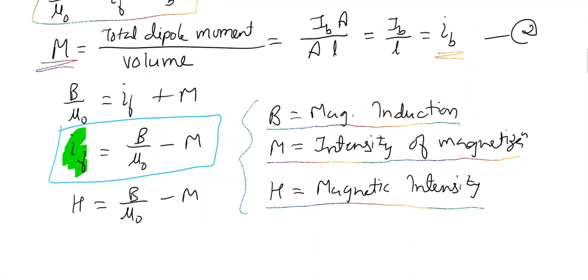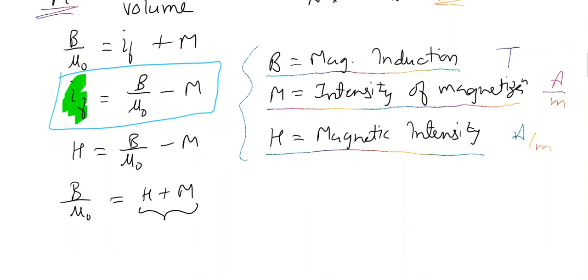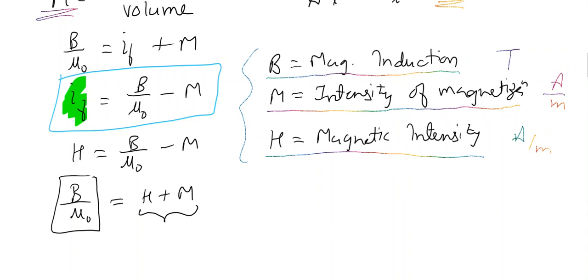Okay, now what is the unit of B? The unit of B is Tesla. The unit of intensity of magnetization is ampere per meter. The unit of magnetic intensity is also ampere per meter. And hence, if you look at the equation, B by mu 0 is equal to H plus M. You can add ampere per meter to ampere per meter, but to match the dimensions, B is divided by mu 0. Okay, so be careful about that. Now let this be our third equation.